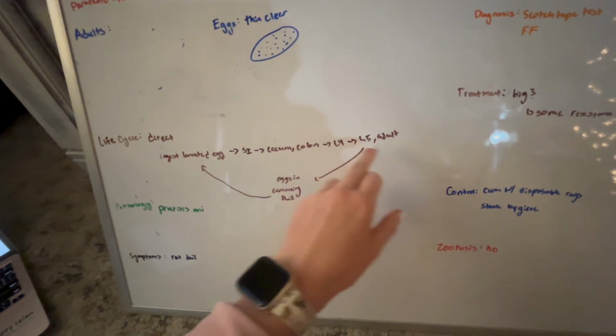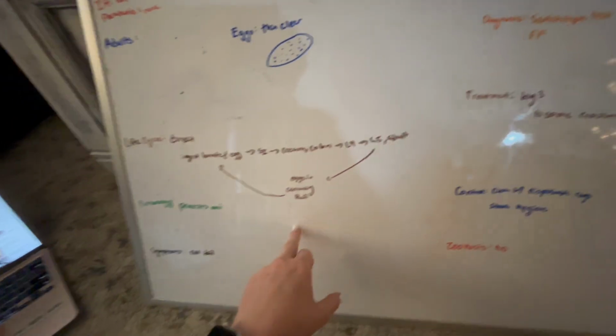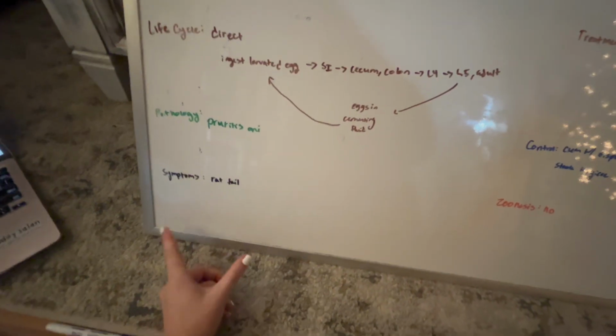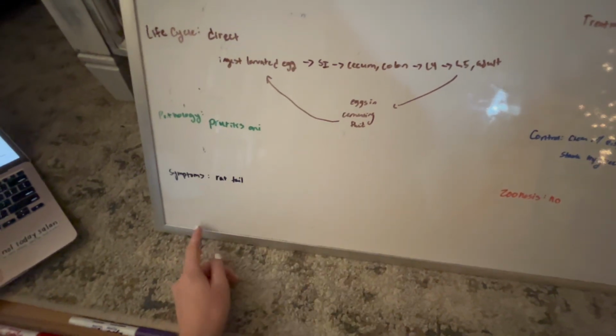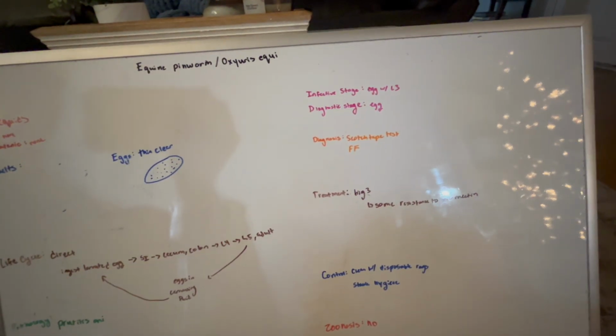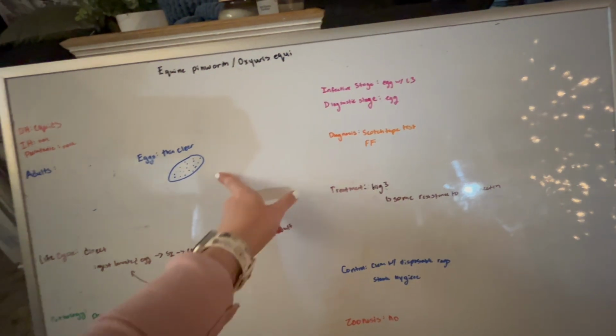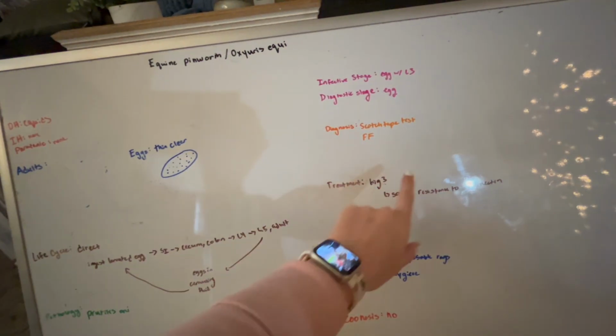So anywho, direct life cycle: you ingest the larvated egg, it goes to the small intestine, cecum, colon, to large intestine. L4 and L5, the adults will then lay eggs in what's called cementing fluid. It'll cause pruritus ani, and so symptoms are rat tail, they're rubbing against things, trying to itch themselves, that kind of thing. Infective stage is going to be the egg with the L3, so it takes a little bit to develop. Diagnostic stage is going to be this egg. Like I said, Scotch tape test.